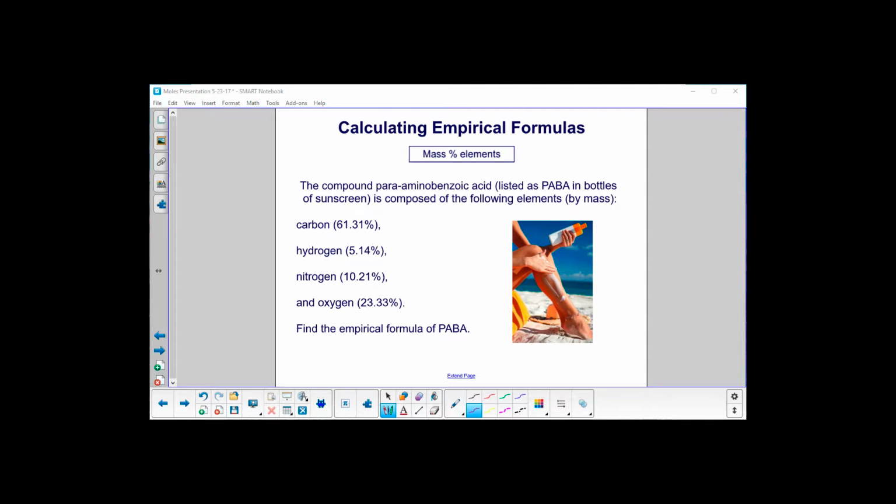The compound para-aminobenzoic acid, listed as PABA in bottles, much easier to say, and it's in sunscreen, is composed of the following elements by mass. We have carbon, hydrogen, nitrogen, and oxygen. Our task is to find the empirical formula of PABA.